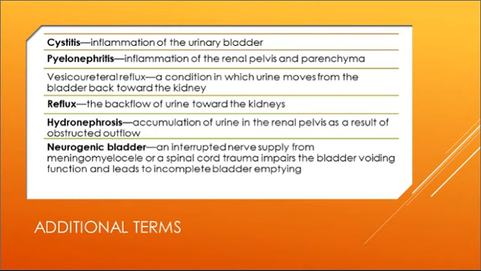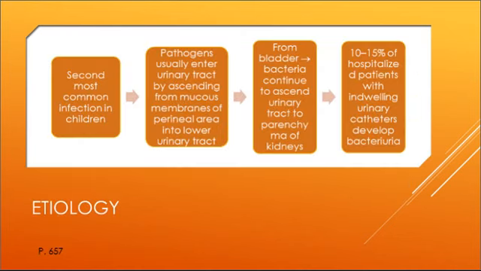Hydronephrosis is when there is an accumulation of urine because it's obstructed. Usually you'll see that with a kidney stone, and the kidney gets very swollen and inflamed because the urine's backed up. Neurogenic bladder, the bladder doesn't squeeze as well because of neurogenic damage. These are multiple things you will cover throughout your med-surg courses.